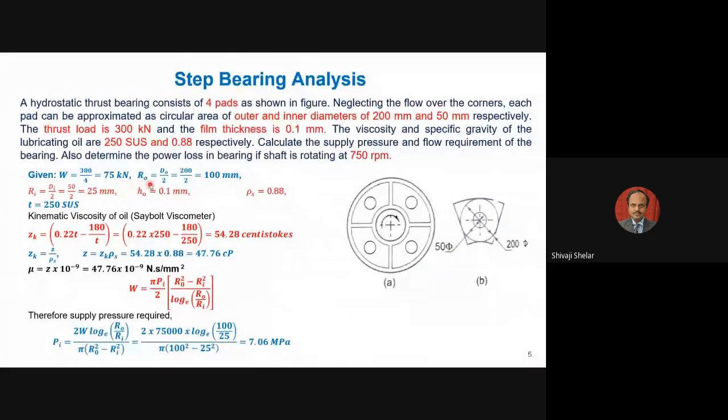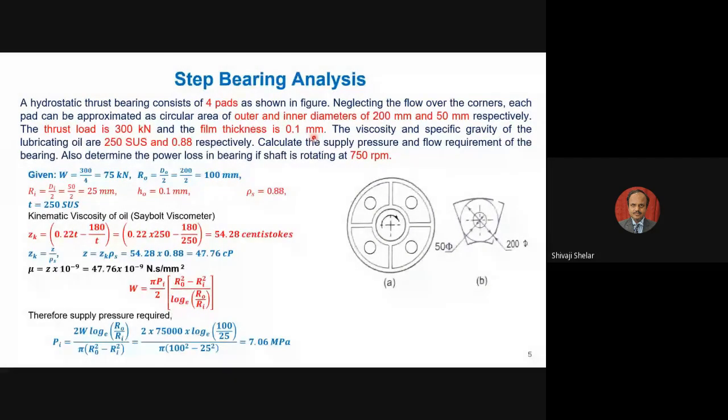Then the pad dimensions. The outside radius of the pad, RO, with diameter given as 200 mm, is equal to DO by 2, that is 200 by 2, which is 100 mm. The inside radius of your pad, equal to your supply pressure line, with diameter given as 50 mm, is DI by 2, that is 50 by 2, which is 25 mm. Then there is a gap between the shaft and the bearing surface. That gap to be maintained is 0.1 mm, so we have to maintain a film thickness of 0.1 mm.